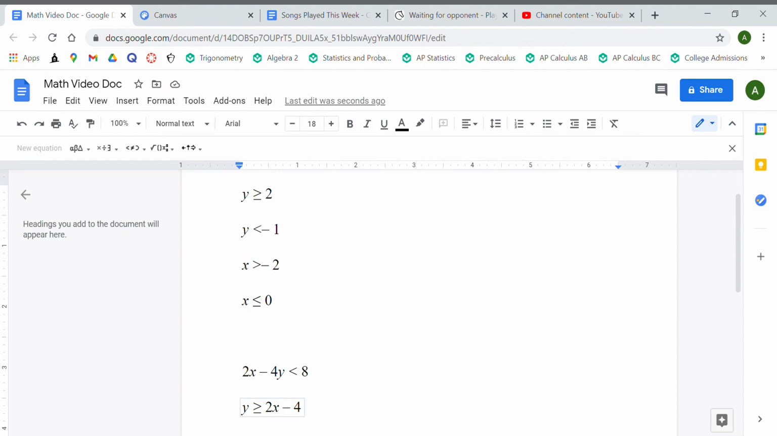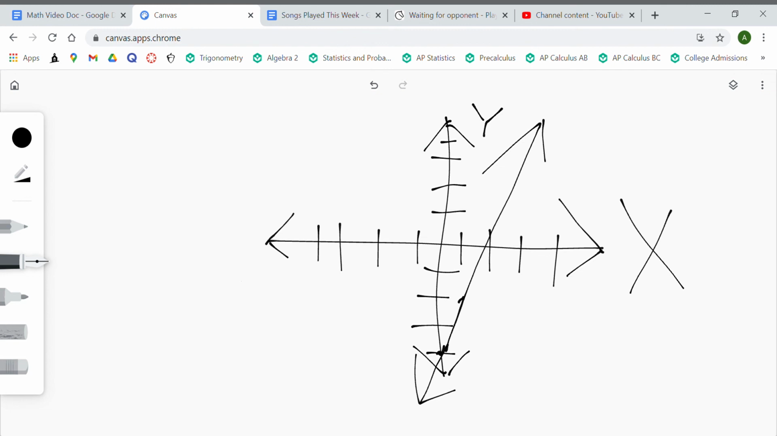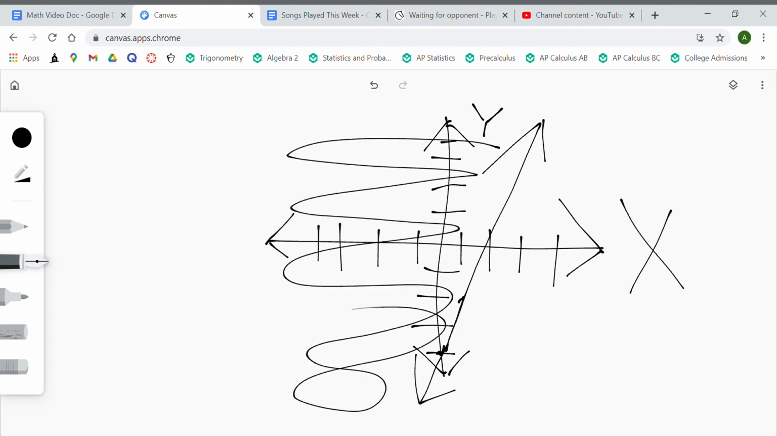And then we got ourselves a greater than or equal to sign again, so guess which one we got to shade? Above or below the line? And the answer is above the line. And that region that's above the line is this one right here.